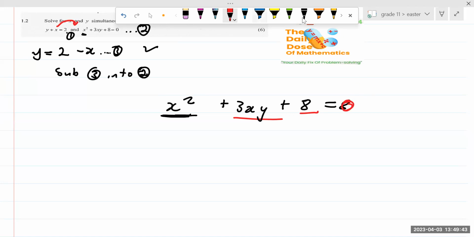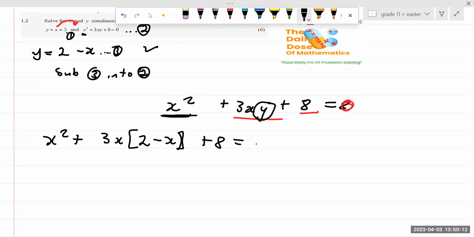Okay. Now everywhere we see y, we're going to substitute. So instead of y here, we're going to put this here. So what are we going to have? We're going to have x squared plus 3x. What should I put in brackets here? 2 minus x, plus 8 is equal to 0.